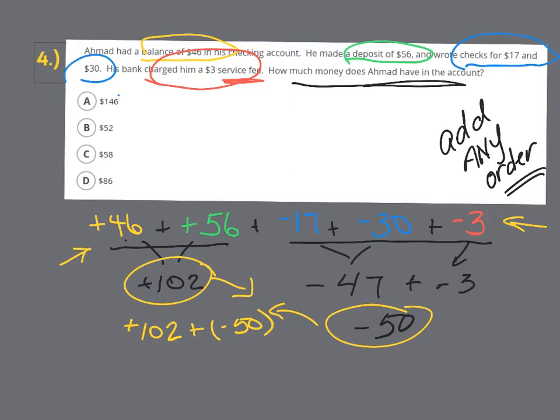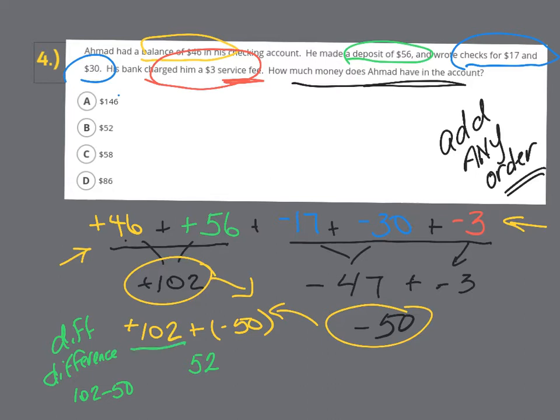Well, here, don't forget, those signs are different. So therefore, I find the difference. Signs are different, find the difference. So I'm going to say to myself, 102 minus 50. Well, I know that that's 52, right? And then my job is to figure out, is that 52 positive or negative?